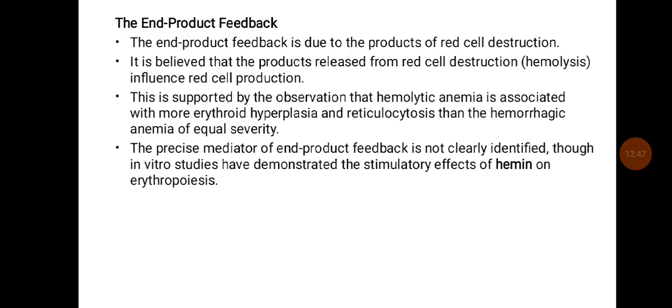End product feedback. The end product feedback is due to the products of red cell destruction. It is believed that the products released from red cell destruction influence red cell production. This is supported by the observation that hemolytic anemia is associated with more erythroid hyperplasia and reticulocytosis than the hemorrhagic anemia of equal severity. The precise mediator of end product feedback is not clearly identified, though in vitro studies have demonstrated the stimulatory effect of hemin on erythropoiesis.